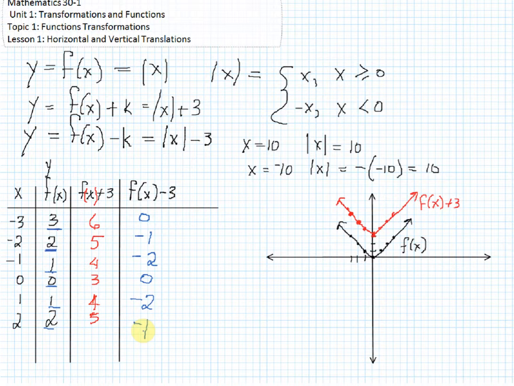And so we graph the point -3 and 0, x and y, remember. So -3 and 0, -2 and -1, -1 and -2, and 0 and -3, and we again get this very distinctive absolute value shape, only now it's been vertically translated down 3 units. So this is f of x minus 3.